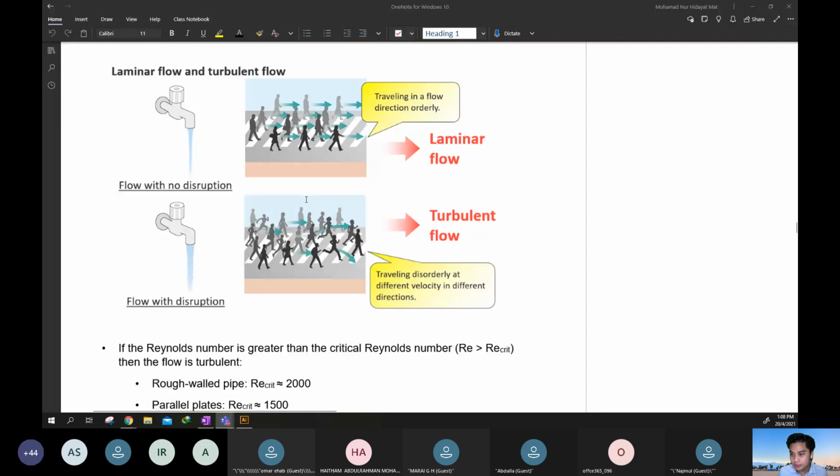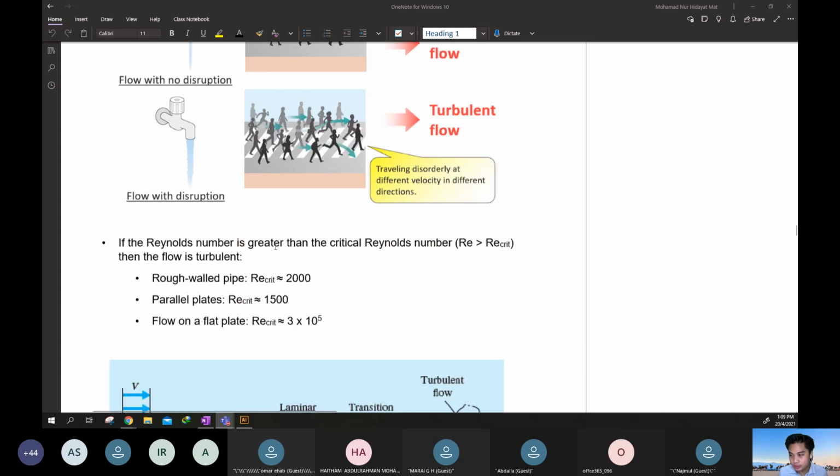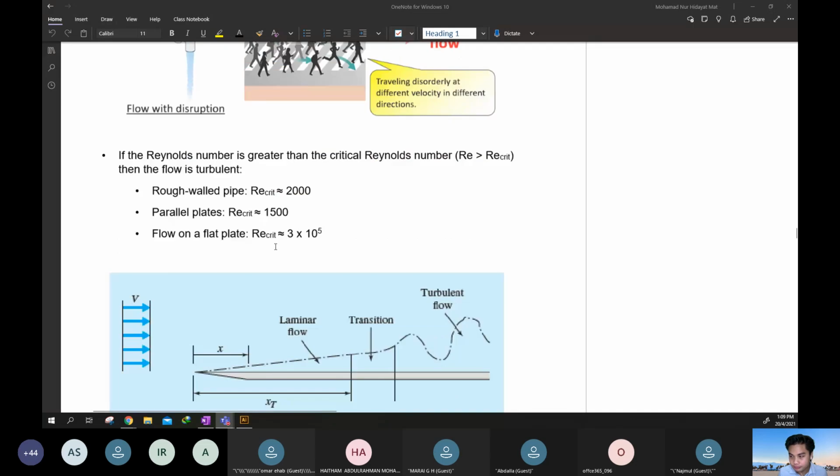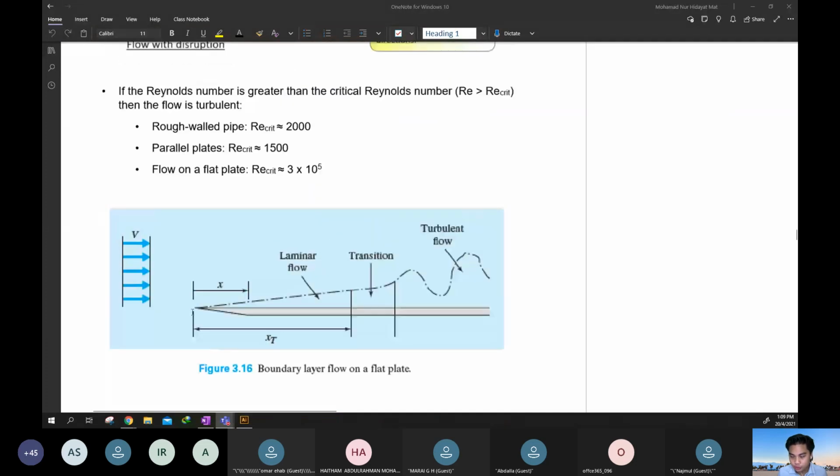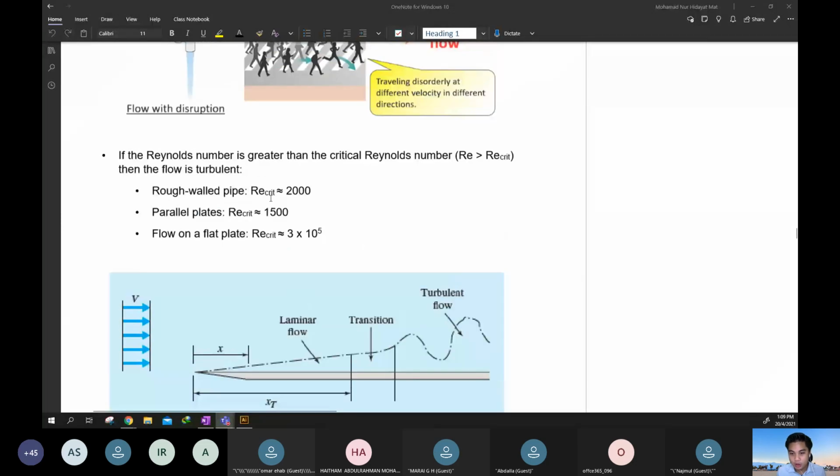When we talk about laminar and turbulent, there is a critical point where the flow, initially laminar, will turn into turbulent. How do we know whether the flow turns into turbulent? It is based on the critical Reynolds number. So what is the Reynolds number? The Reynolds number is a dimensionless number that gives you an indicator of whether the flow is laminar or turbulent.